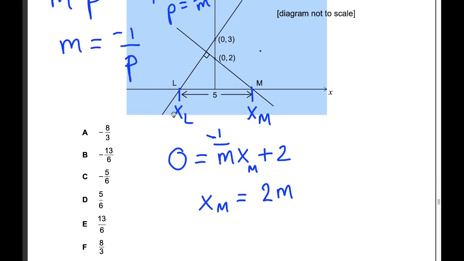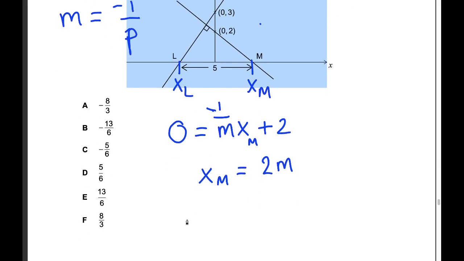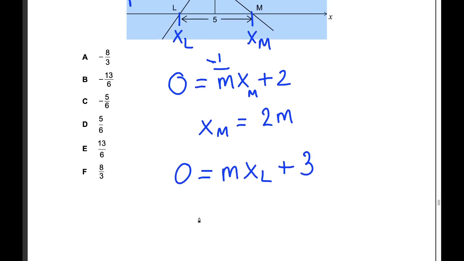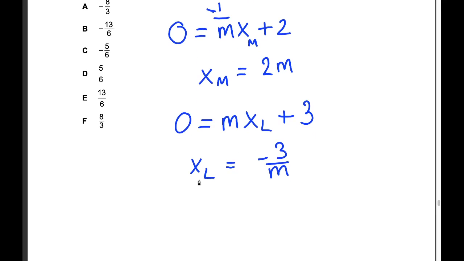And xl, we're going to do the same thing, apart from this one's a little bit easier. It's actually 0 equals m xl plus 3. So xl is going to equal minus 3 over m. That makes sense because xl is negative. It's in the negative portion of the graph there.